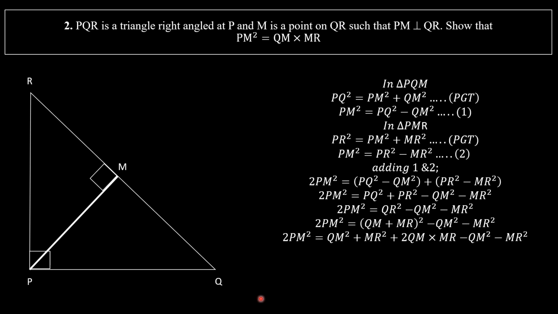Now see, QM square and QM square cancels out. Similarly, MR square cancels out. We are left with 2PM square is equal to 2QM into MR, or PM square is equal to... transposing 2 to this side, it will be divided, 2 cancelled by 2, and we are left with PM square is equal to QM into MR. Hence, this is proved. So, let's take next question.